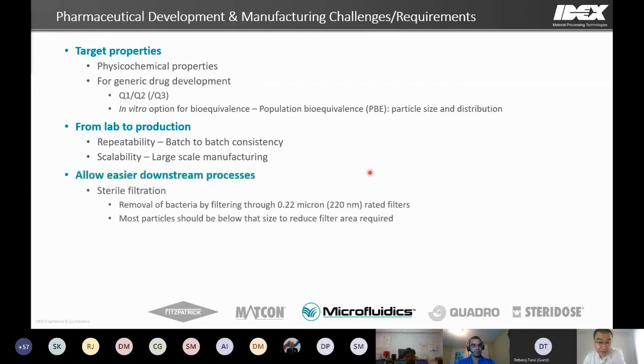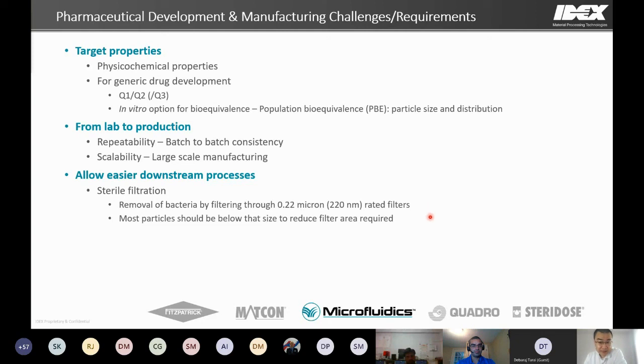Another requirement, or rather benefit, is that the process should also be able to improve or lead to downstream or adjacent processes. For example, injectables and ophthalmic drugs require sterilization to remove bacteria. Usually, autoclave is a commonly used sterilization process. However, many active ingredients are heat labile, which means you can't really use high temperature to do the sterilization, so autoclave is not feasible in that case.